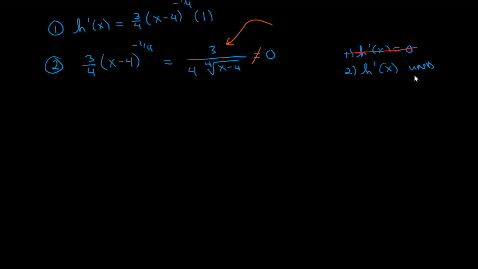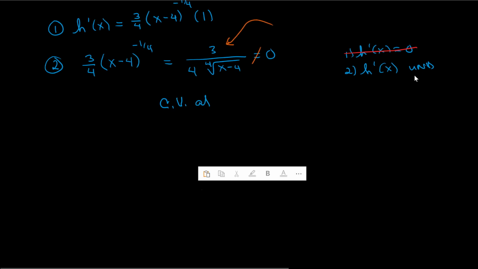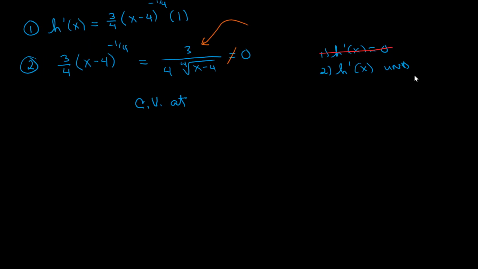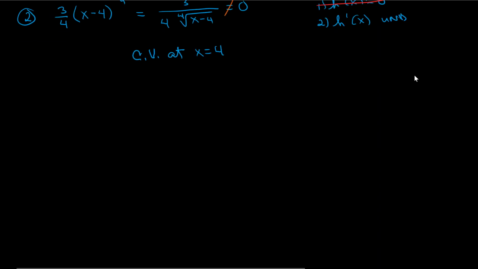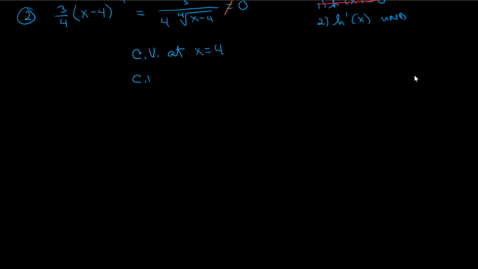So we have a critical value at x equals 4. Okay, we know it's a critical value because it's undefined there. Okay, we need to compute then a critical point. This critical point is not going to be too hard to compute.